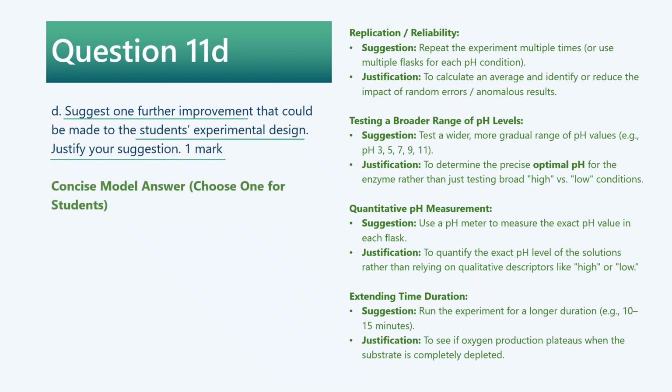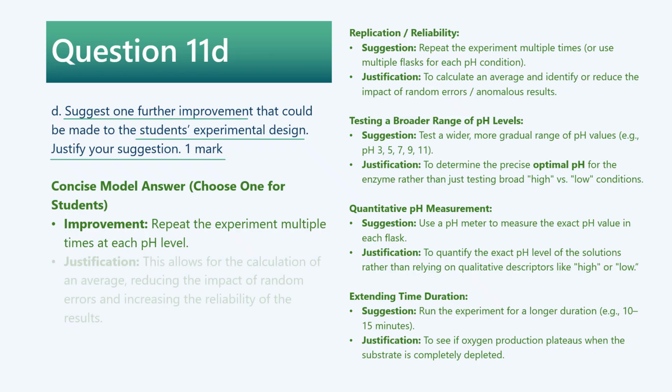Concise model answer: choose one for students. Improvement: repeat the experiment multiple times at each pH level. Justification: this allows for the calculation of an average, reducing the impact of random errors and increasing the reliability of the results.